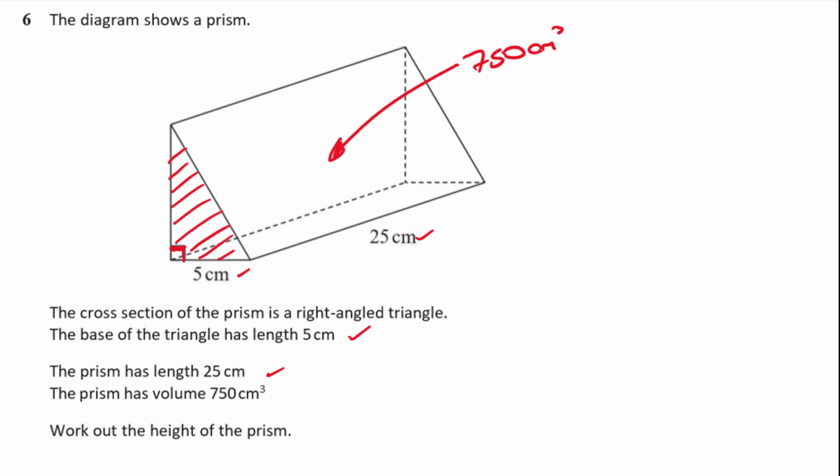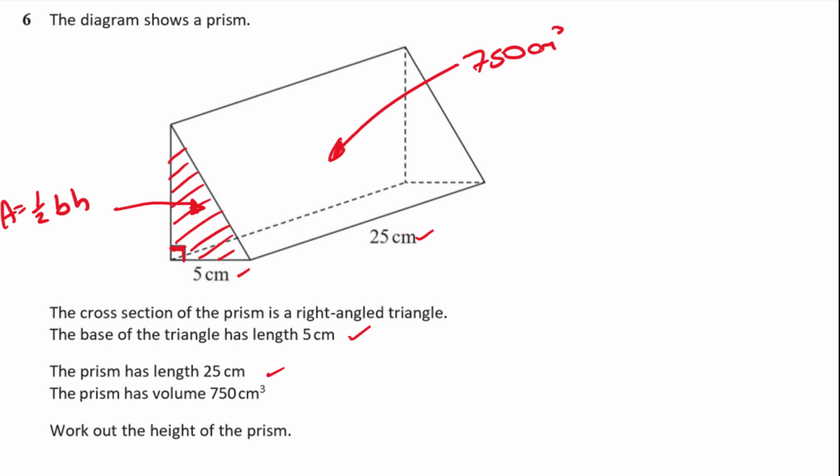Okay, so what we're going to have to do is use the volume of a prism formula because we've got most of the information here, and kind of work backwards to get the height. Now the volume of any prism is cross-sectional area times its length. The cross-section of this shape is a triangle, isn't it? And the triangle formula is half base height for area, isn't it? So area is half base times height.